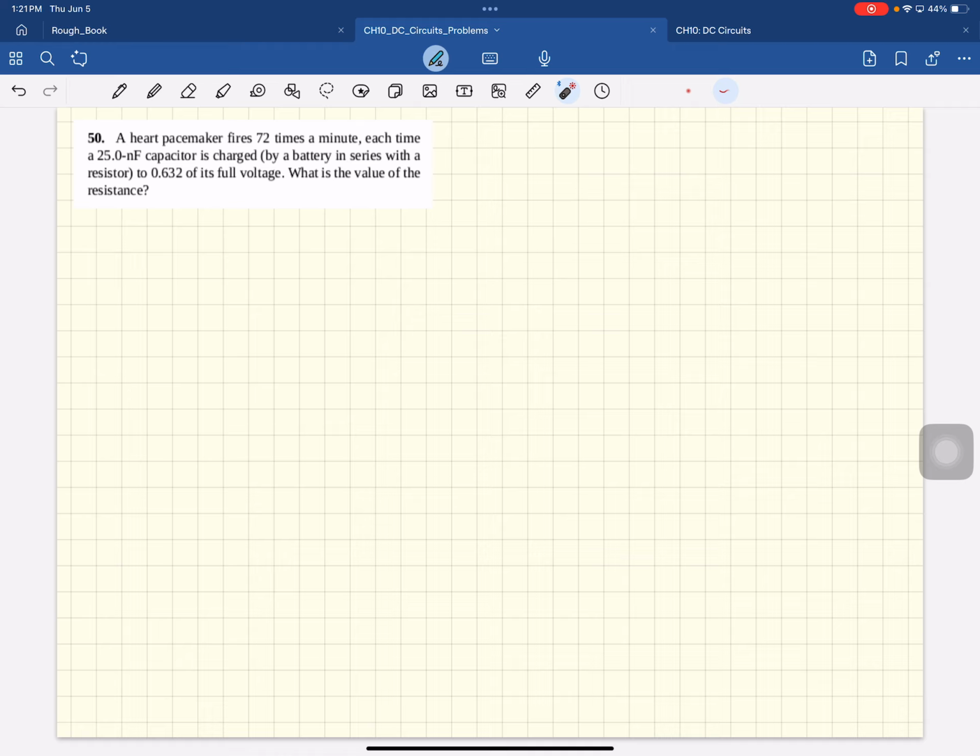All right, so a heart pacemaker fires 72 times a minute. Each time a 25 nanofarad capacitor is charged by a battery in series with a resistor to 0.632 of its full voltage. What is the value of the resistance? Okay, so we're just doing the charging part. So this is the charging part.